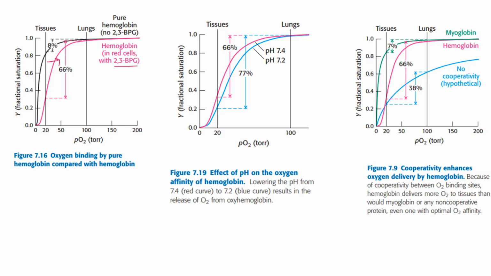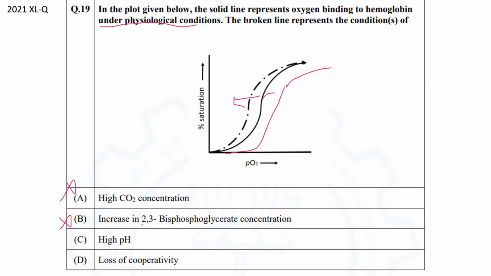Then we have pH. Now, in the earlier case also, and here also, we can see the effect of pH on oxygen affinity of hemoglobin. At pH 7.2, the curve is over here, and at pH 7.4, that is, the pH has increased, the graph has moved towards the left. So you can see, on increasing the pH, the graph will move towards the left. So this can be a right answer.